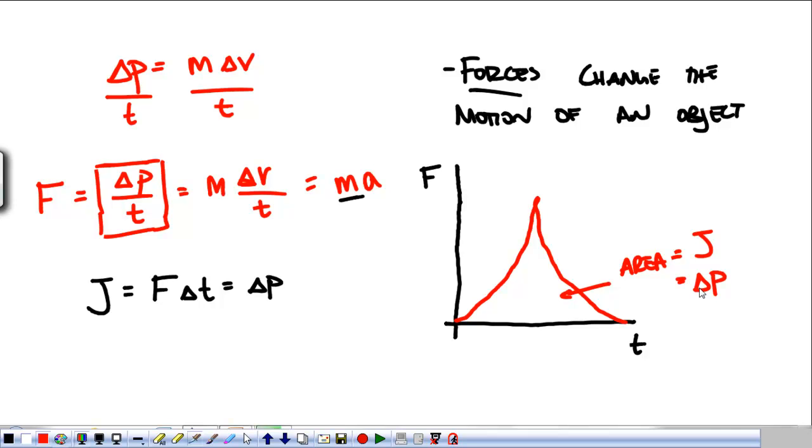So if you get a graph describing the impact between two objects in a collision, essentially that graph is going to give you the change in momentum for each of those objects. For one of the objects it's going to be forward, for the other object it's going to be backwards.